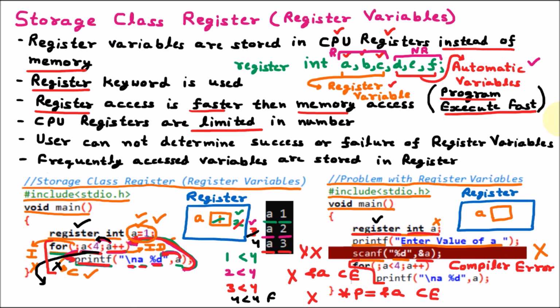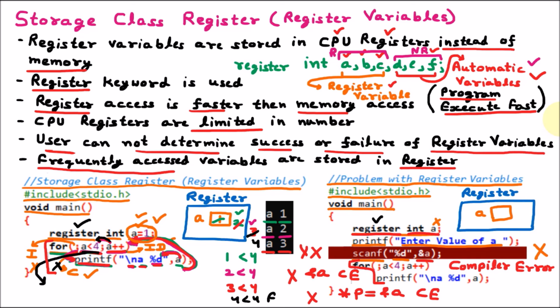Only frequently accessed variables should be declared as register variables. And if you declare more and the CPU register doesn't have the storage, in that case they will be converted to automatic variables, also called non-register variables. And the user does not have any information, so the user cannot determine the success or failure of a register variable. I have declared all of them as register variables, but are they really register variables? The user doesn't have any idea.